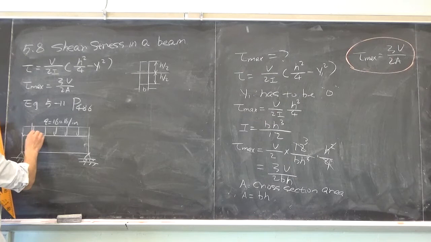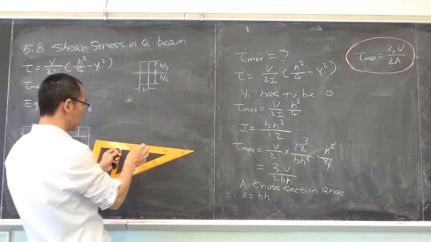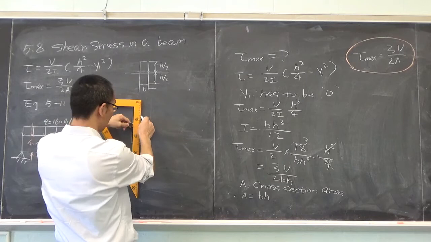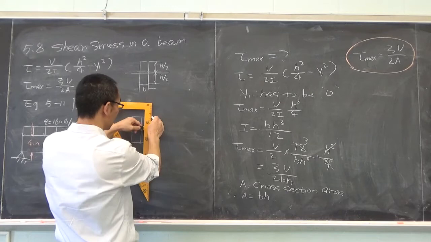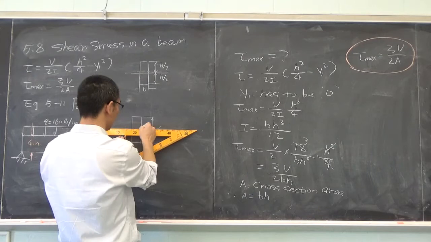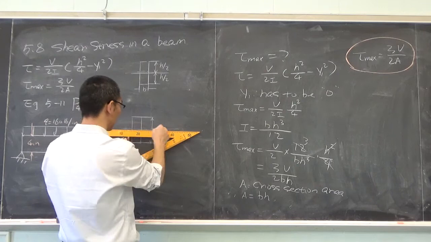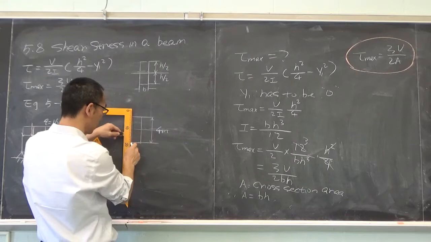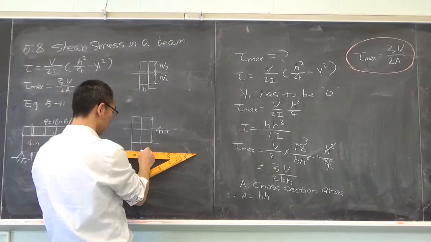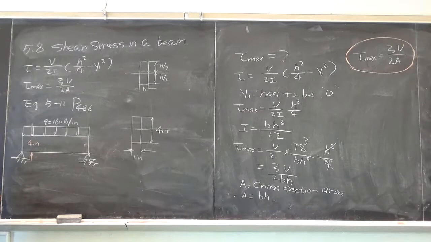So I draw the cross section here. The width is 1 inch. This is 4 inch. It's a neutral surface, okay. So height is 4 inch. Width is 1 inch. And also, let me see any others. Okay, the total span length is 36 inch.